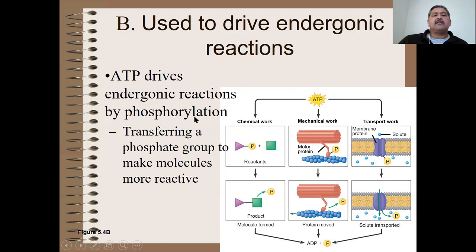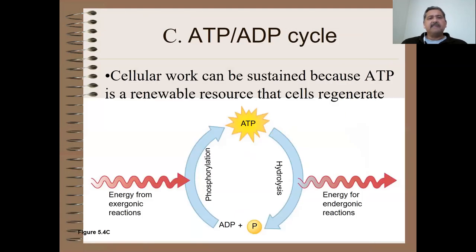We do that through a process called phosphorylation. Phosphorylation is when that phosphate group transfers. Over here, you can see it's attached to this triangle here, and then it's not. You can see it's attached to the head of this protein, and then it's not. It's attached to this transport molecule, and then it's not. So when we move a phosphate, that's called phosphorylation.